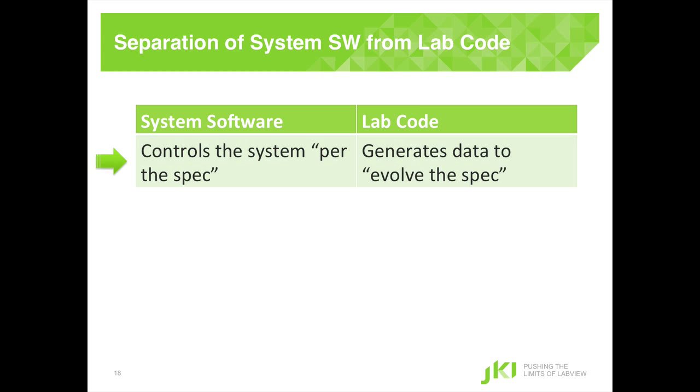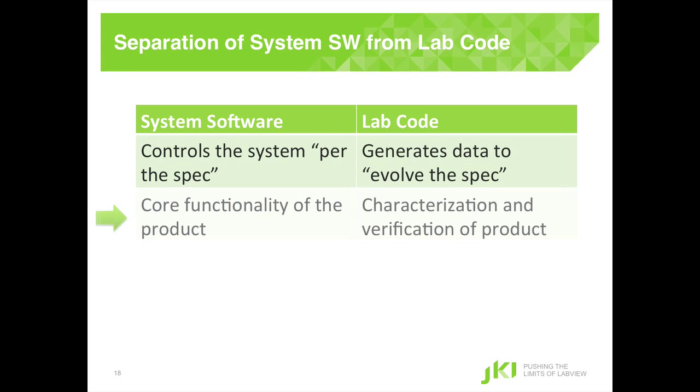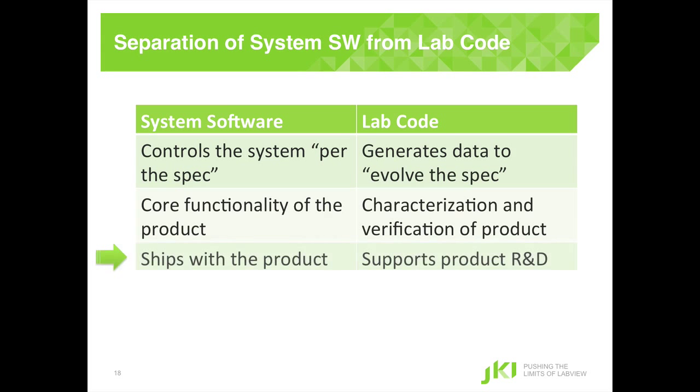actually ship their product, and then they're changing the consumable, changing the motors, changing the camera, telling you, I want you to use this new camera instead of the old camera. You're then changing the system software to meet that new specification. So the system software is the core functionality of the product, where the lab code is really characterization and verification.